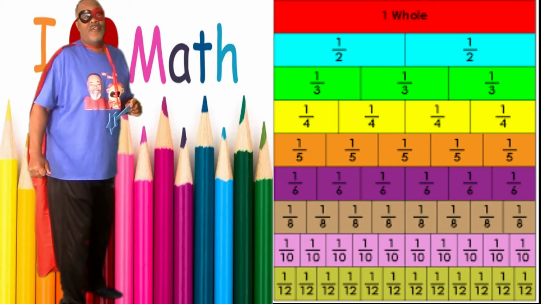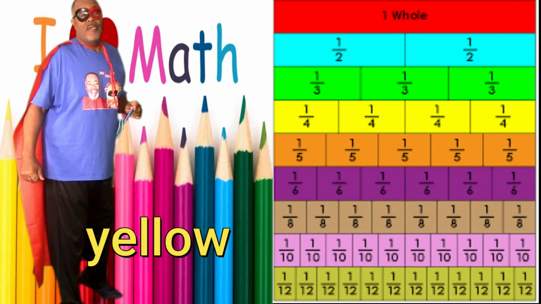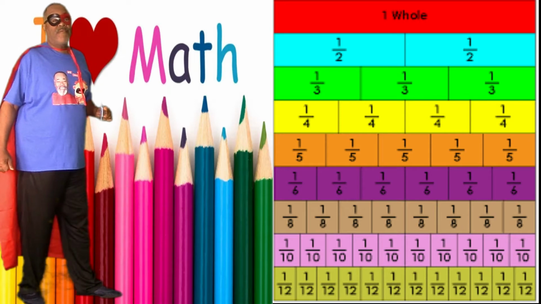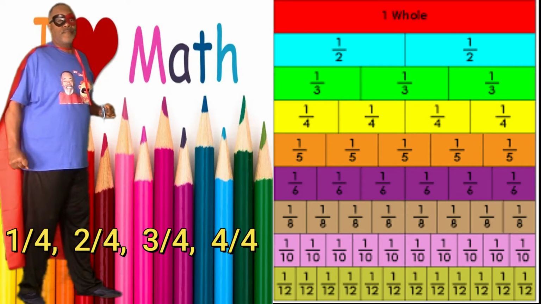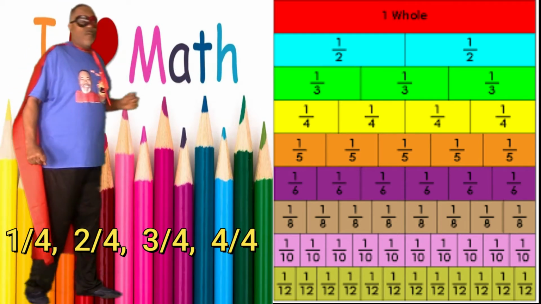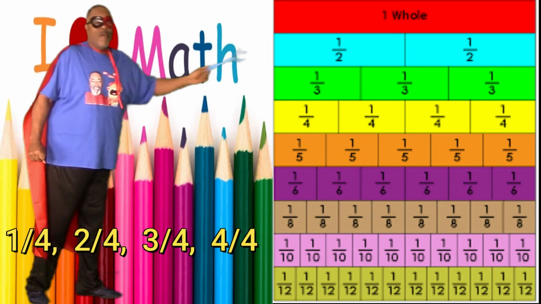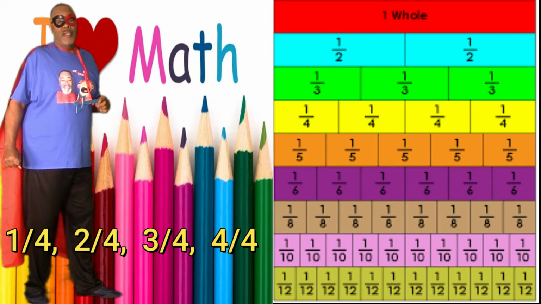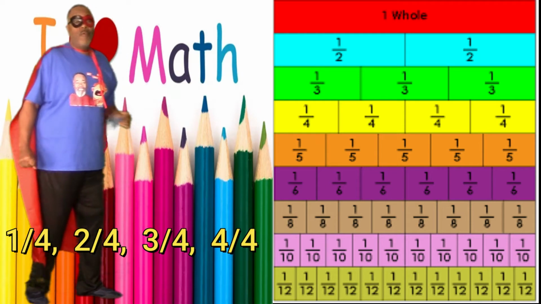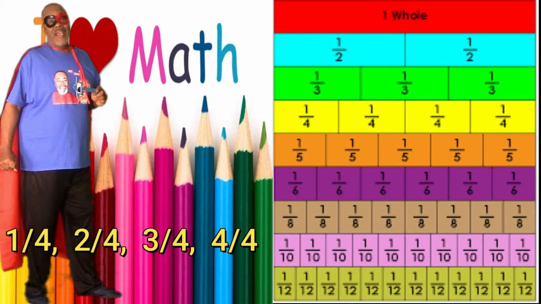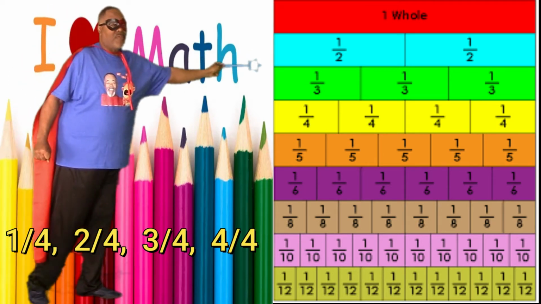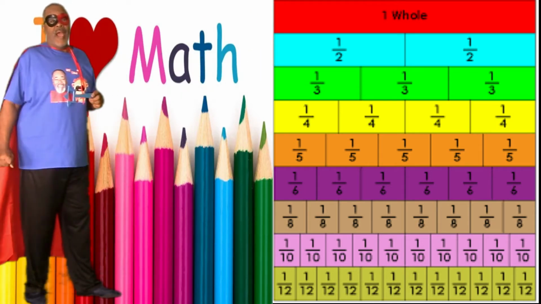What color is 1/4? It's yellow. So let's count by 1/4. 1/4, 2/4, 3/4, and 4/4. Notice that we didn't change the unit. That's why the denominator is still 4. But the only thing that changed was the numerator, wasn't it? 1, 2, 3, 4.